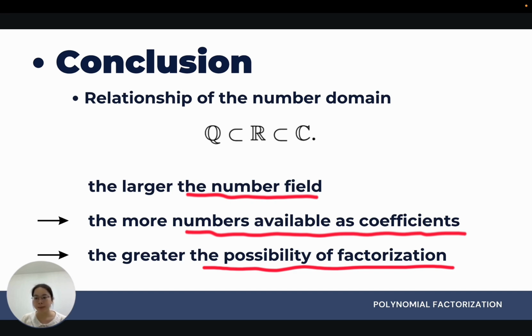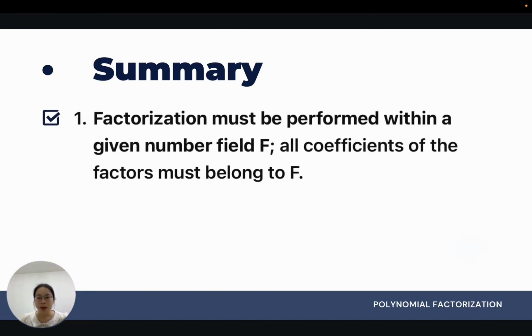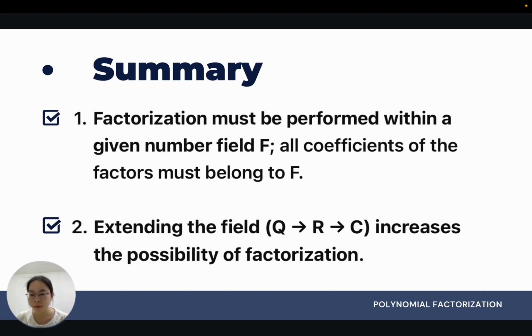Now, let's summarize what we have learned. First one, factorization must be performed within a given number field F, and all coefficients of the factors must belong to F. Second one, as the number field expands from Q to R to C, the possibilities for factorization increase. So, the next time you perform polynomial factorization, first ask yourself, which number field am I working in?